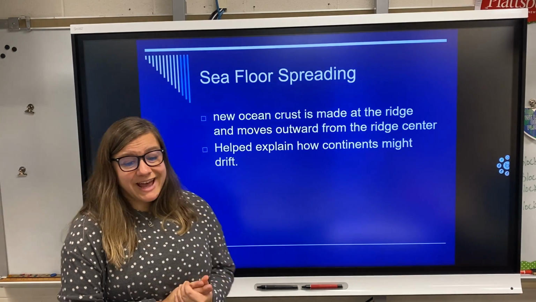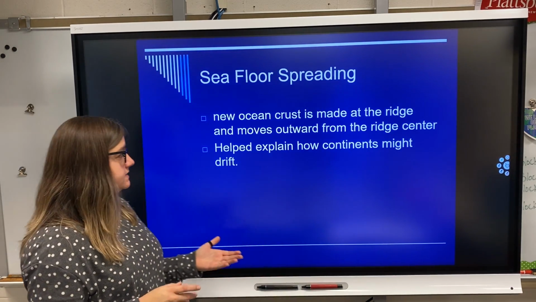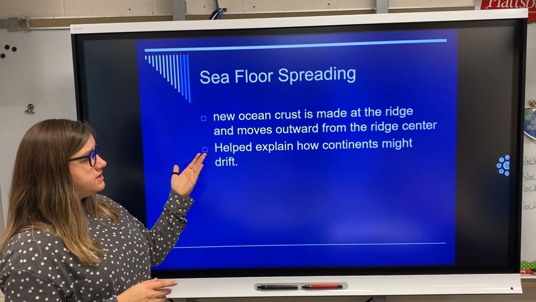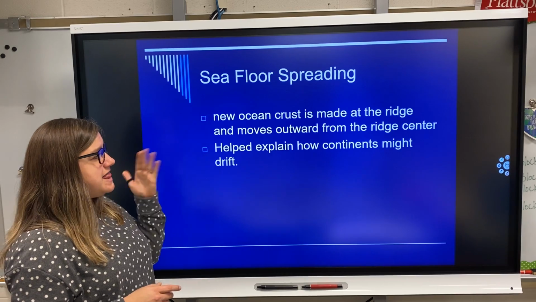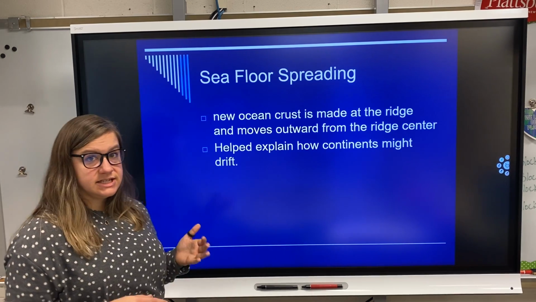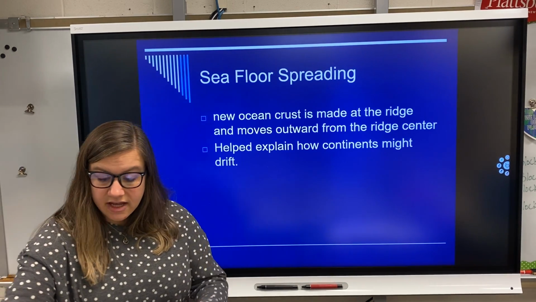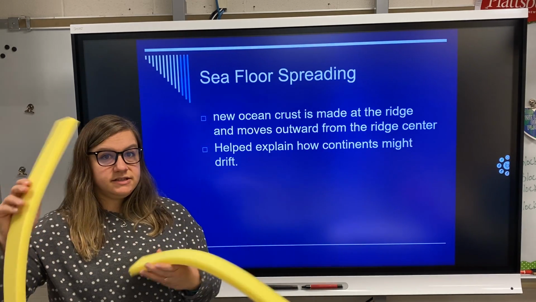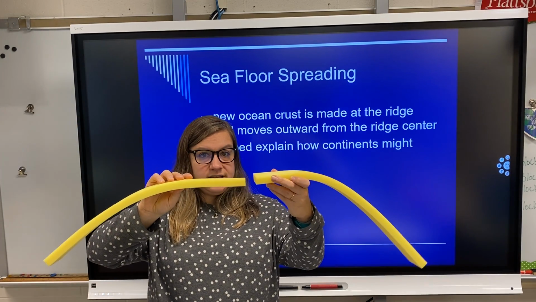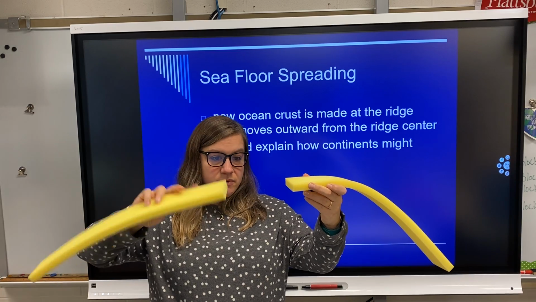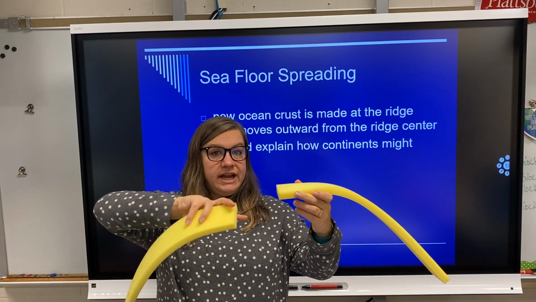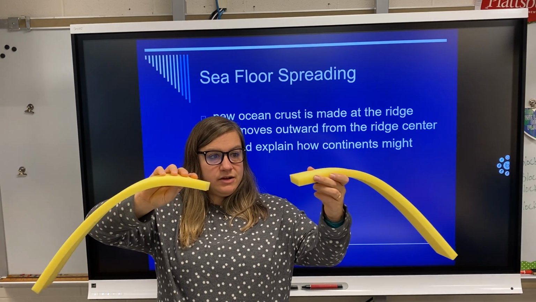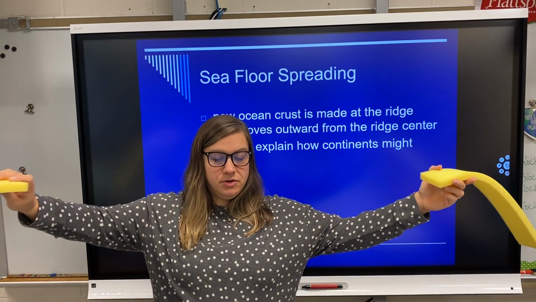So we have the seafloor spreading piece. This is where new oceanic crust is made at the ridge, and it moves outward from the ridge's center. And this helps explain how the continents might drift, because they did discover that in certain areas where there was separating and drifting apart, there was molten rock coming up in the middle, creating new rock, and this older rock was getting pushed away, pushed away, pushed away.